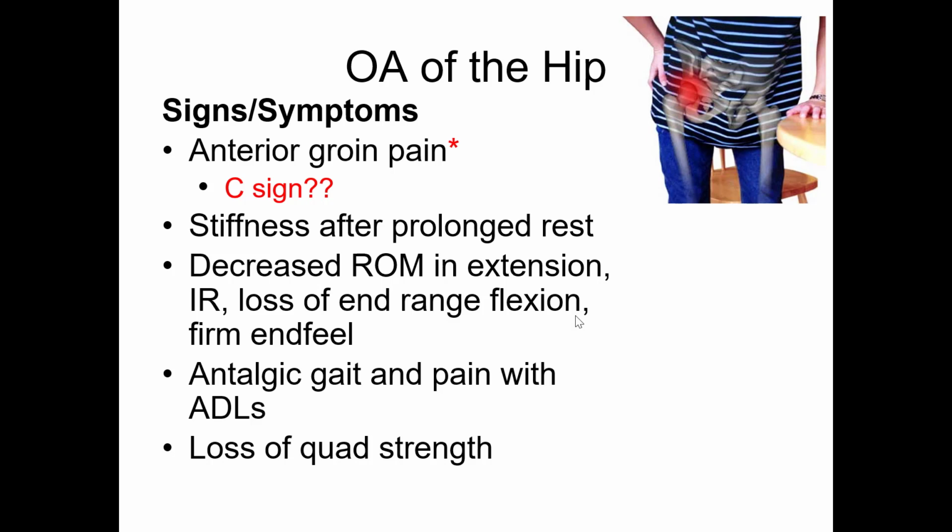Signs and symptoms include anterior groin pain that may radiate into the thigh, or the C sign mentioned earlier. Other signs and symptoms include stiffness after prolonged rest, decreased range of motion into extension and internal rotation, and a loss of end range flexion with a firm end feel. Gait may appear antalgic with slower speeds, and patients also present with a loss of quad strength.